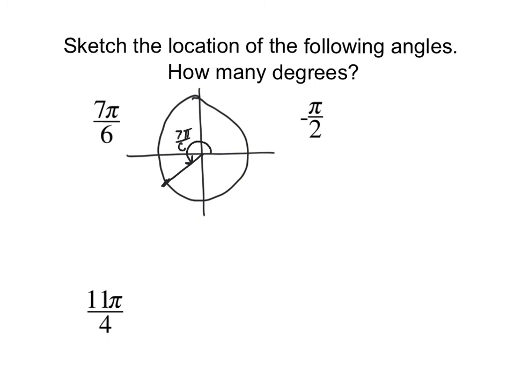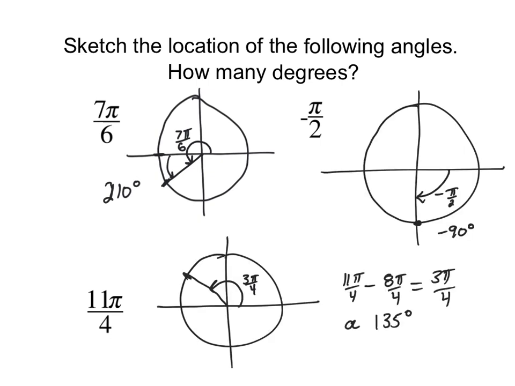Now I would like you to do the same for negative pi over 2 and 11 pi over 4. Draw it and then convert it to degrees. I almost forgot. The number of degrees in 7 pi over 6 is? Well, that's 180 plus 30 more, which gives us 210 degrees. Pause this now and do negative pi over 2 and 11 pi over 4.